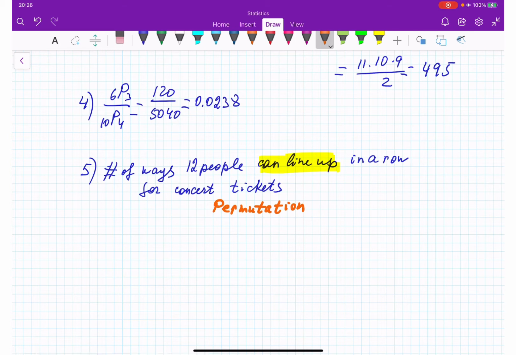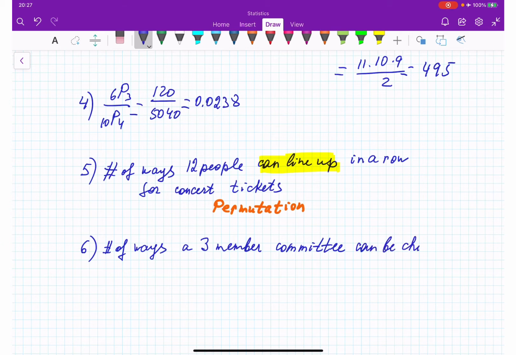Okay. Question number 6. Let's see in this case what we have. Number of ways a three member committee can be chosen from 10 people.